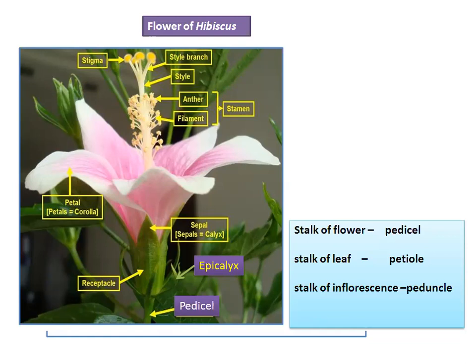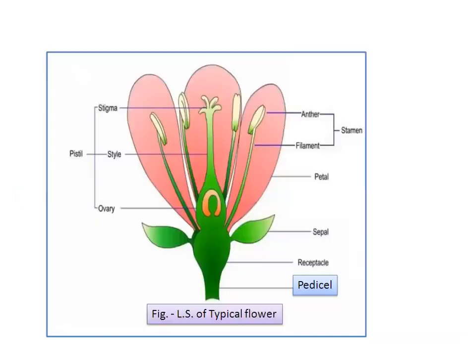The next are calyx, corolla, androecium, and gynoecium. These are the four floral whorls of a flower. Then see this longitudinal section of a flower, or an LS of a typical flower. See the labels, or see the different parts.